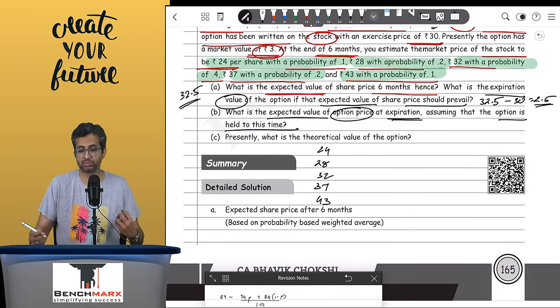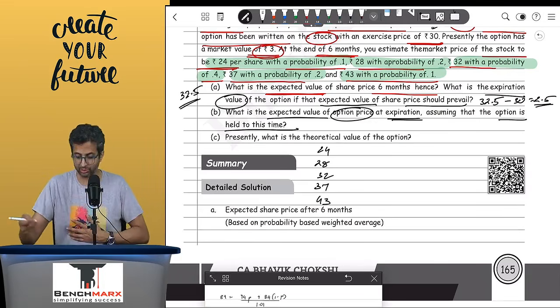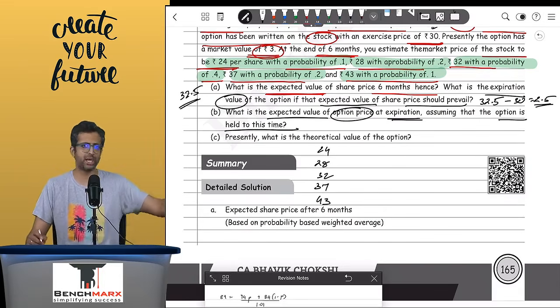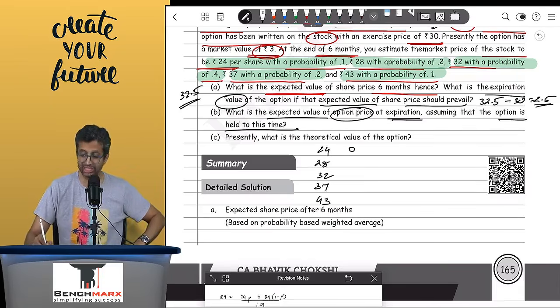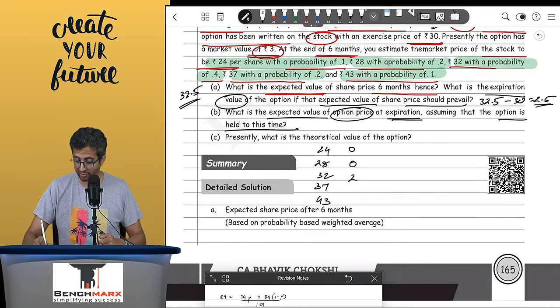At each of these prices, if this price actually prevails, yes, there is a less chance, but if the price of 24 prevails, will your option have any value? No, you have a chance to buy it at 30. Price is 24, and hence this option has 0 value. At 28, again the option has 0 value, but when it goes to 32, the option has a 2 rupee value, or it goes to 37, the option has a 7 rupee value. Over here it has a 13 rupee value.